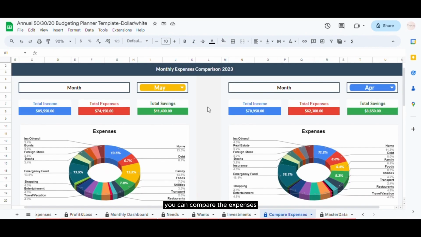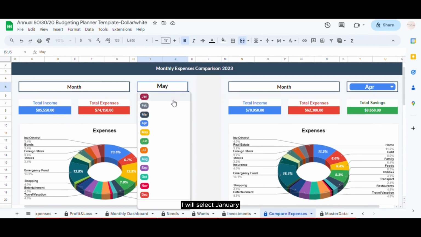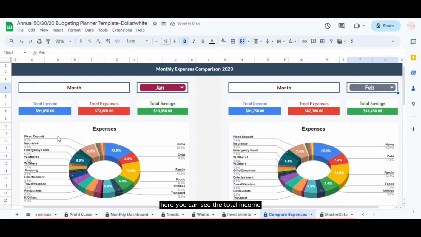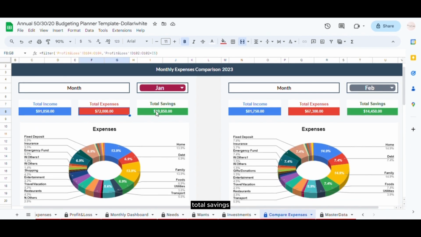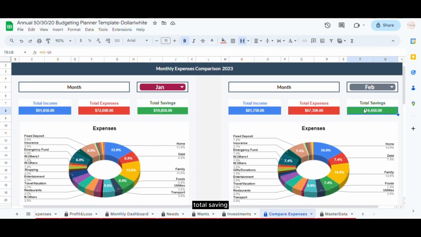In this sheet, you can compare the expenses between the 2 months. Now, here I will check expenses between 2 months, select this drop down and select the month you want. I will select January and February. Here you can see the total income, total expense, total savings for a January month, and here you can see that total income, total expense, total savings for a February month.